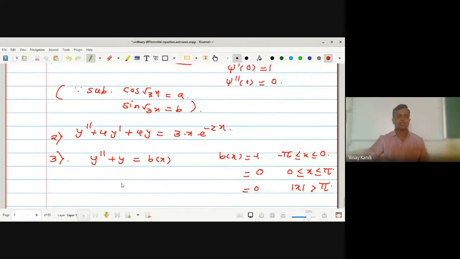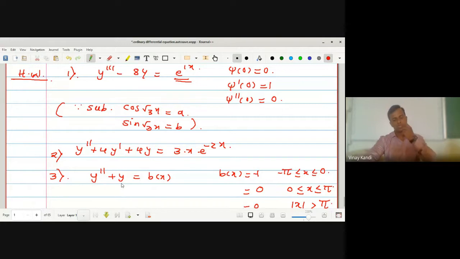Okay, now solve these 3 examples. Okay, so this is the end of our first chapter. Okay, anyone who has doubt, you can ask.